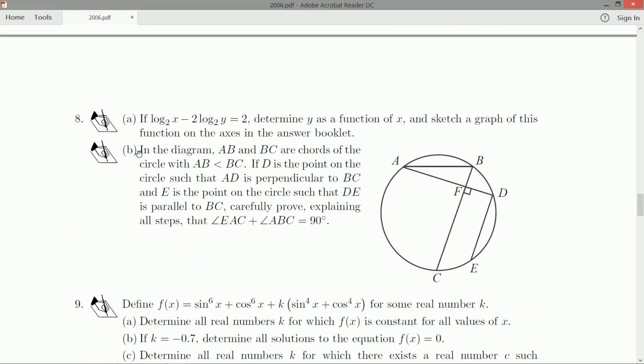So 8, we've broken it up into 2 parts. If log base 2 of x minus 2 log base 2 of y is equal to 2, determine y as a function of x, and sketch a graph of this function on the axes in the answer booklet provided. Okay, so 2 things. One, I don't have an answer booklet, although my notes do have sort of graph paper, so I will sketch a graph.